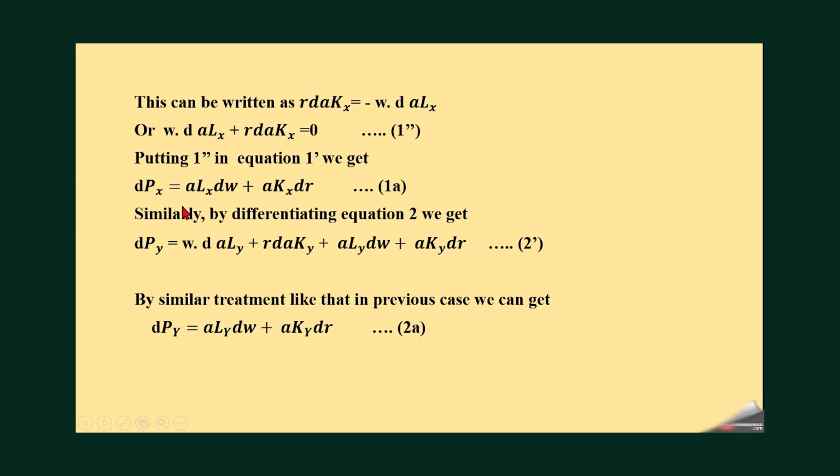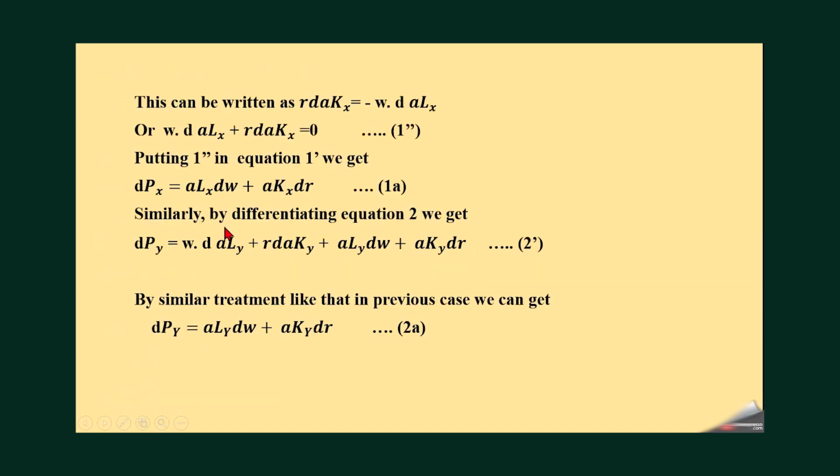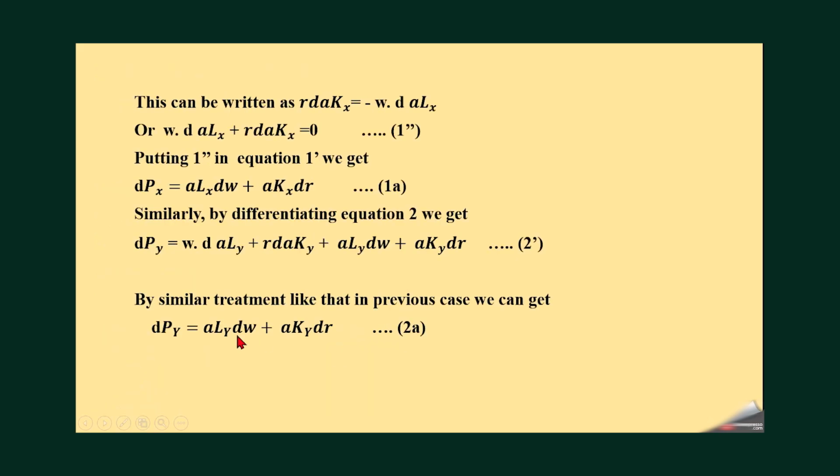Now we can do a similar thing for equation 2, that is the second zero profit condition, Py is equal to W ALY plus R AKY. Differentiating, we get an equation similar to 1 prime. By similar treatment of the least cost factor combination as in good X, we can have that for good Y, and we can get from equation 2 prime dPy is equal to ALY dW plus AKY dR.